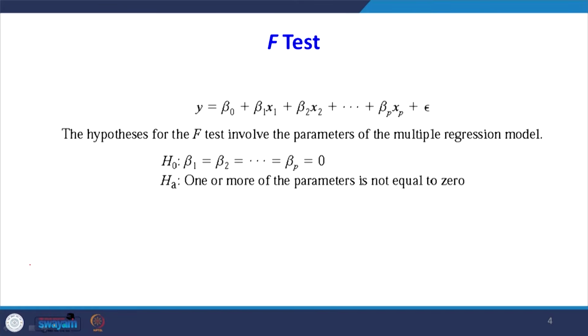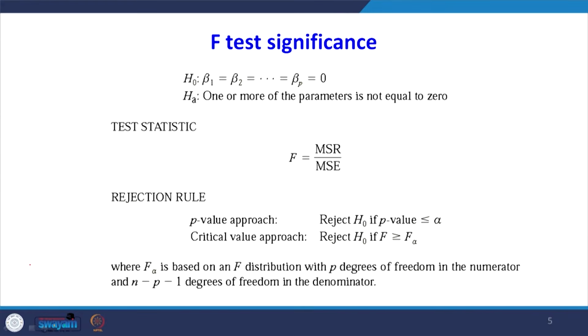In the F-test, what is the null hypothesis? Here the null hypothesis is beta 1 equal to beta 2 up to beta p equal to 0. When I accept the null hypothesis, for example beta 1 equal to 0, there is no relation between x1 and the dependent variable y. If I accept beta 2 equal to 0, there is no relation between x2 and y. Obviously, the alternate hypothesis is that one or more of the parameters is not equal to 0.